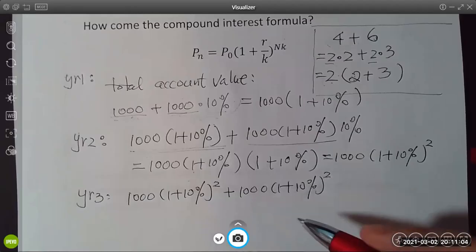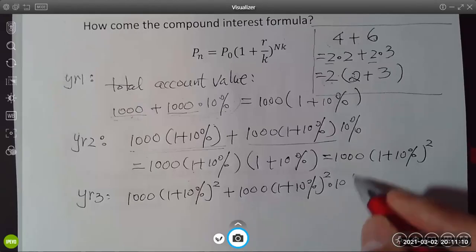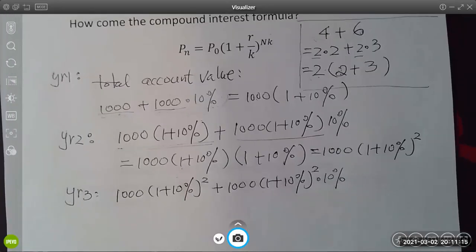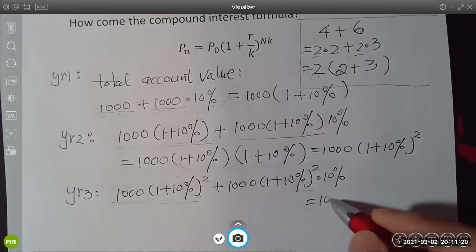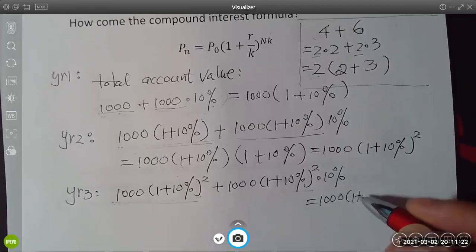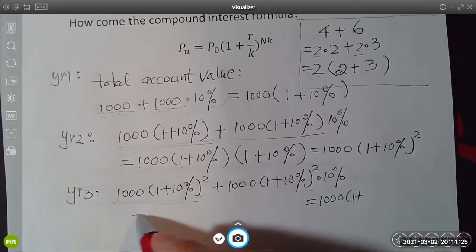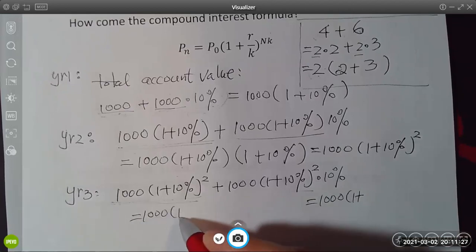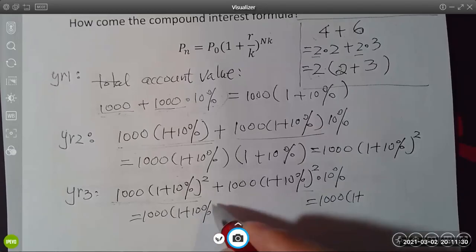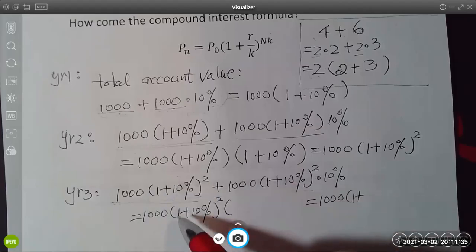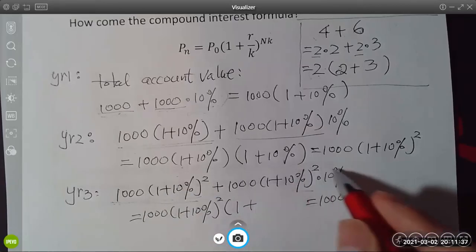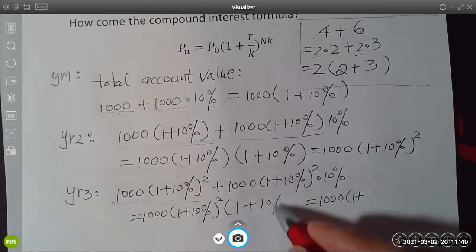Interest equals beginning value times 10% times t, with t being 1 year. Again, we don't need to multiply by 1. Now this time we have this whole thing as a common factor. Factor that out: 1 plus 10% squared. This is the common factor, and then every term divided by this common factor gives 1, and this whole thing divided by that gives another 10%.